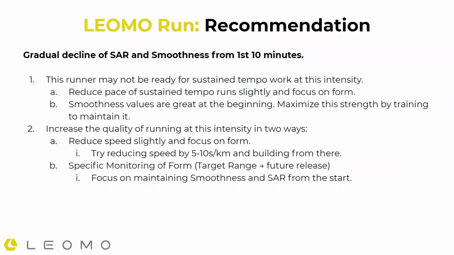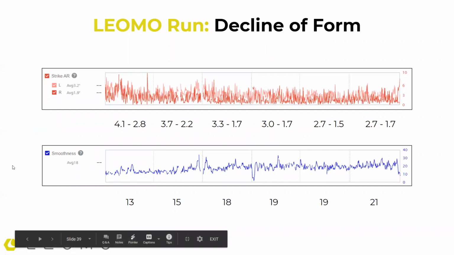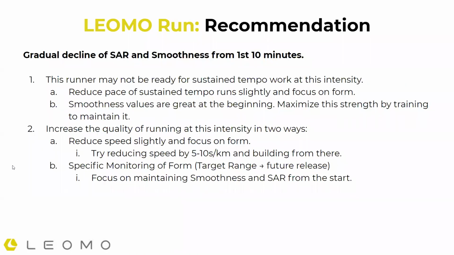So to summarize this, some recommendations. What we see here is essentially a gradual decline of strike angular range and smoothness, just starting right from the first 10 minutes. This is pretty much right off the bat, we start to see this decline from the start in both of these areas. And to me, it just means that this runner just might not be ready to do sustained tempo work at this intensity. Because we're losing the quality of our form and our running technique so quickly from the start.